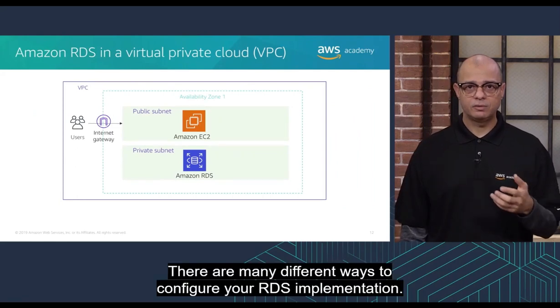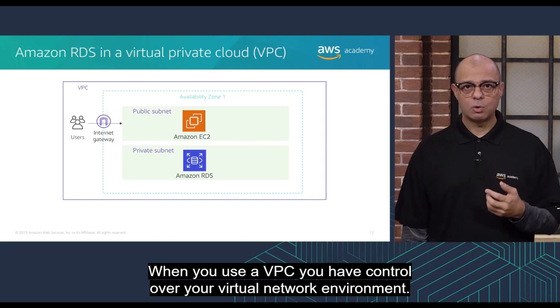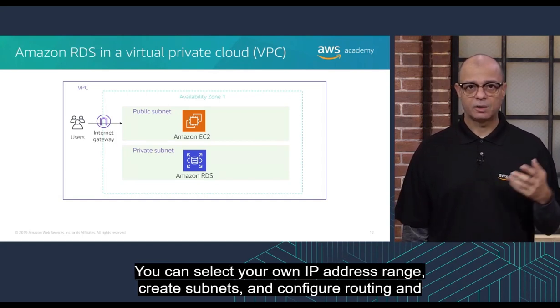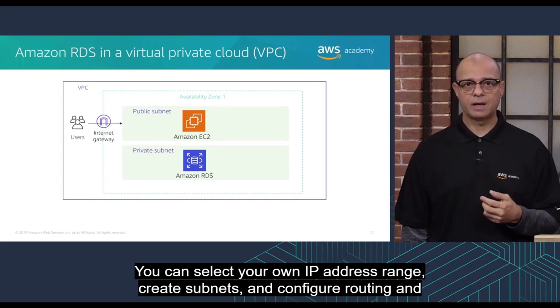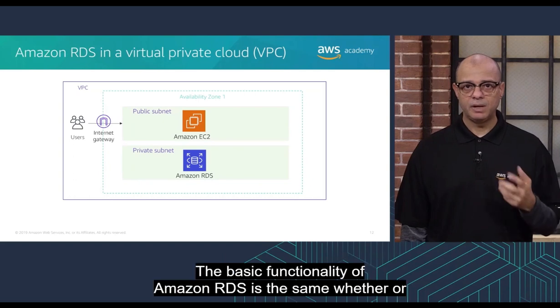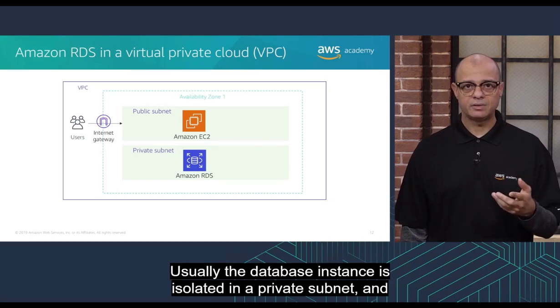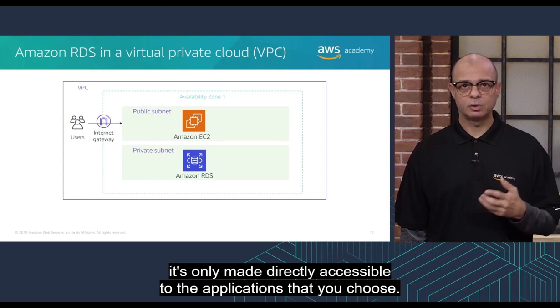There are many different ways to configure your RDS implementation. For example, you can run an instance in an Amazon VPC. When you use a VPC, you have control over your virtual networking environment. You can select your own IP address range, create subnets, and configure routing and access control lists to control access to your database. The basic functionality of Amazon RDS is the same whether or not you run it in a VPC. Usually, the database instance is isolated in a private subnet, and it's only made directly accessible to the applications that you choose.